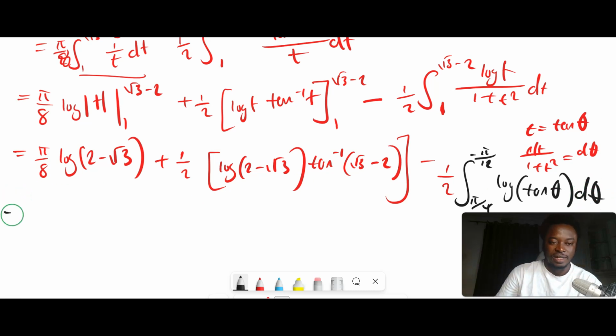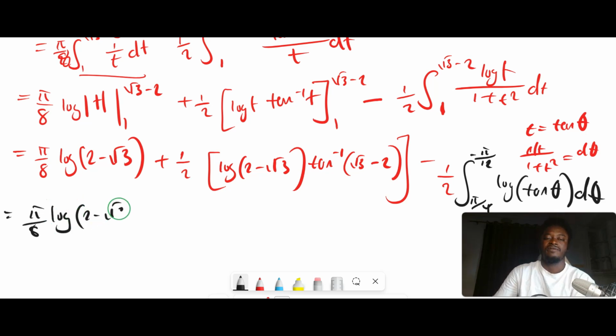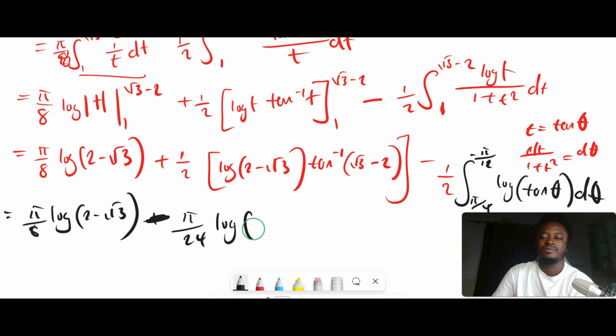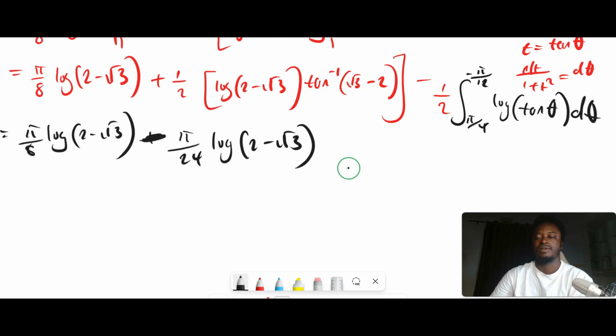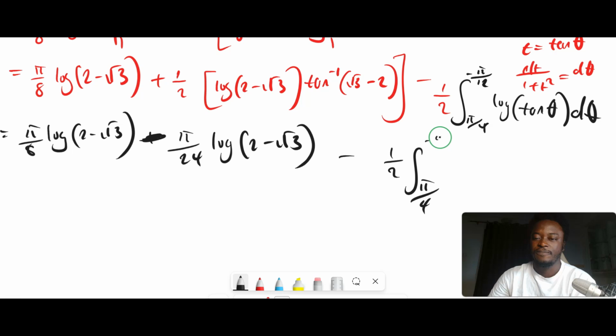So this is pi over 8 times the logarithm of 2 minus square root of 3, minus, this will be minus 1 over 2, times, this is pi over 12, so minus pi over 24 times the logarithm of 2 minus square root of 3. Now you have a minus 1 over 2 times the integral from pi over 4 to negative pi over 12 of the logarithm of what?